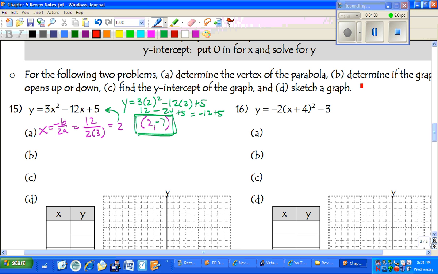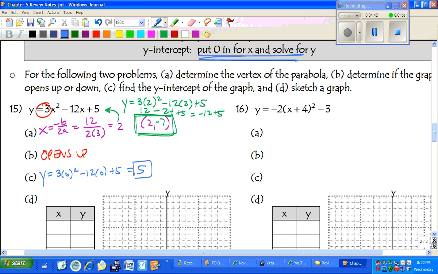Part B asks us to determine if the graph opens up or down. Remember, that depends on what A is. If it's positive, like this one, that means our graph is going to open up. Part C, find the y-intercept. It says right here, to find the y-intercept, we put 0 in for x. So 3 times 0 squared minus 12 times 0 plus 5. We get 0 minus 0 plus 5. So our y-intercept is just 5.